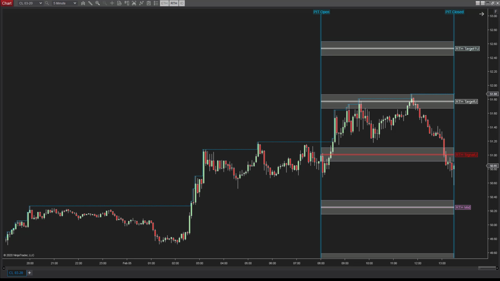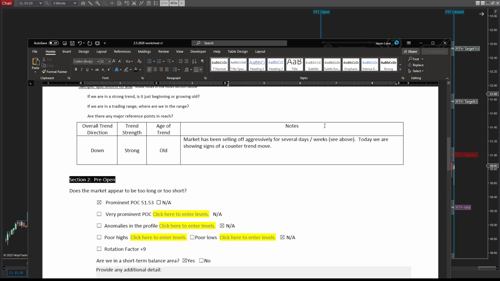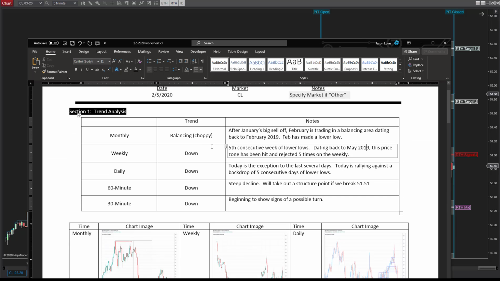As we sit down here today, we go through a worksheet that we complete every day. We were getting the idea here that after January's big sell-off, and this is our first trading day back since the close of January and into February, February began to trade in a bouncing area, and the area dated back to February of 2019. However, February's month had made a new low. This was the fifth consecutive week of lower lows dating back to May of 2019.